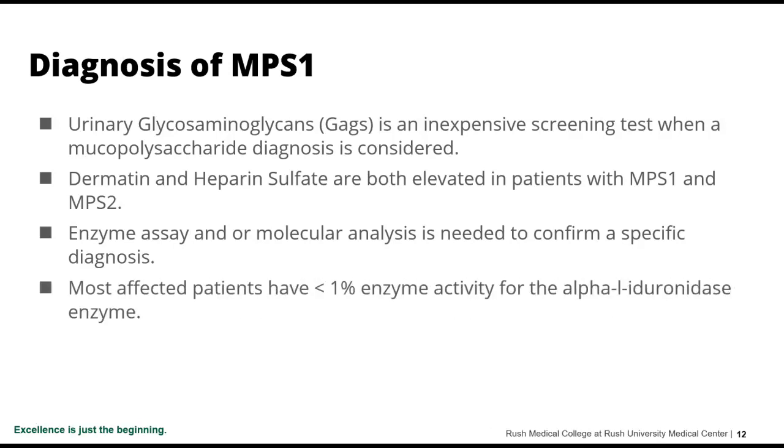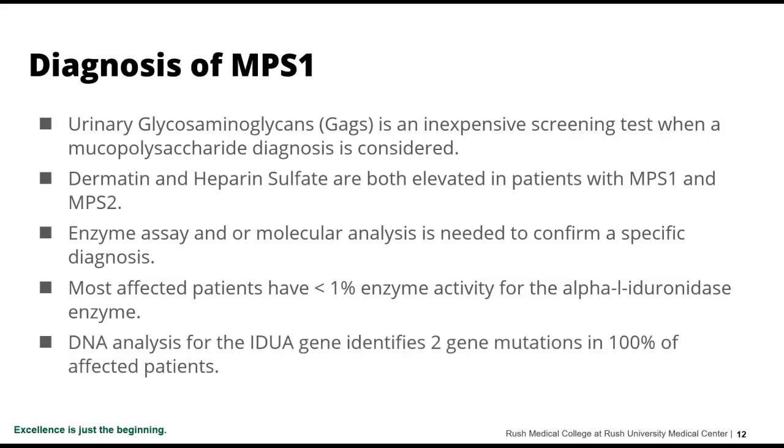Most affected patients have less than 1% of enzyme activity for the alpha-1 iduronidase, so I'd almost like a backup. If I found 2 mutations, especially if I had a question, I'd then look at that particular enzyme. DNA analysis for the IDUA gene identifies 2 gene mutations in 100% of patients affected with Hurler syndrome.